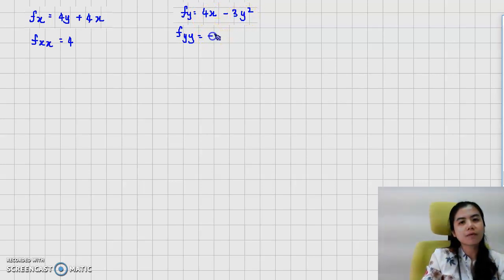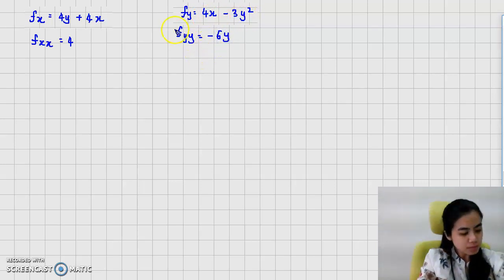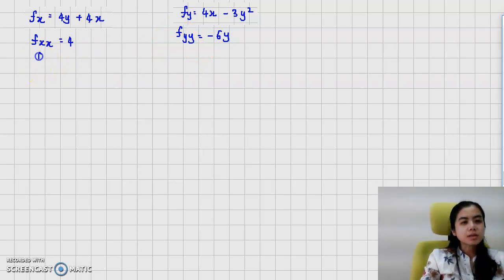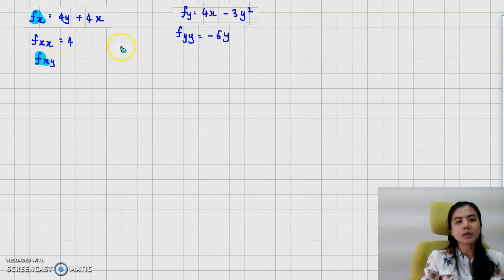So differentiate this, you have minus 6y. Alright, okay. And then you need to find out what is fxy. So refer to here, because we're going to use the information of fx. And now you differentiate with respect to y. So you're going to treat x as constant. X is constant, you differentiate this. So you differentiate this, you will have 4.